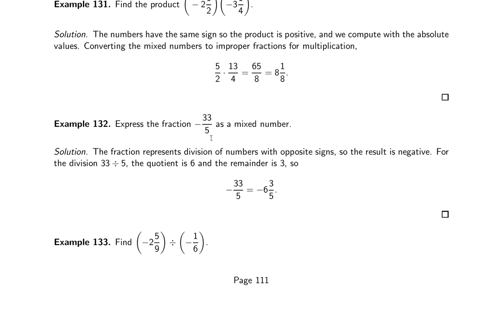Yeah, this is an easy one. So we have this negative improper fraction. If you convert that to a mixed number, 5 goes into 33 6 times, remainder 3. So we get this negative mixed number, negative 6 3/5.